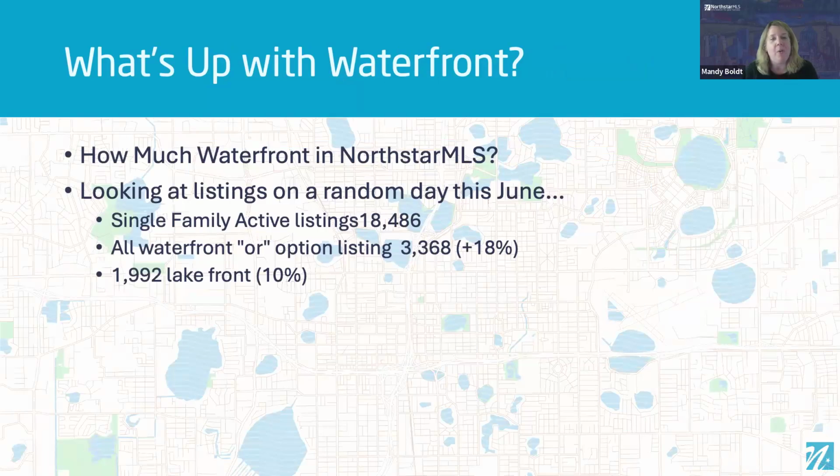Thank you. One random day earlier this month, we found that we had single family active listings, about 18,486 of those. And of those, all of those that had an or option, so lakefront, riverfront, creek or stream, there were 3,368. So about 18% included any one of those components. And just under 2,000, or 10%, were strictly lakefront. So it's not the majority of our listings by any stretch, but it is a significant amount and we know it's important.